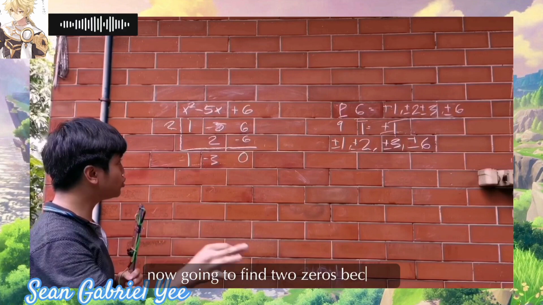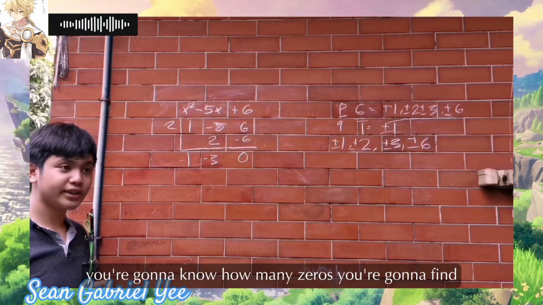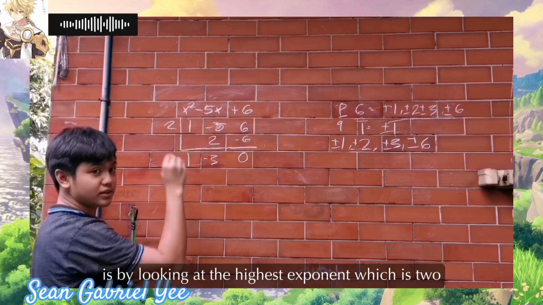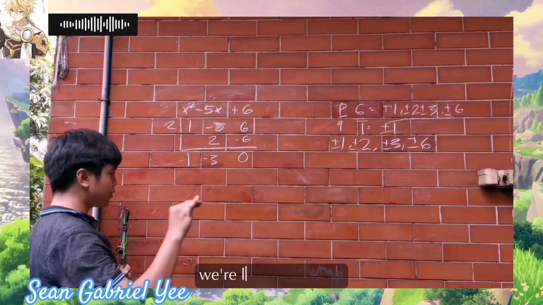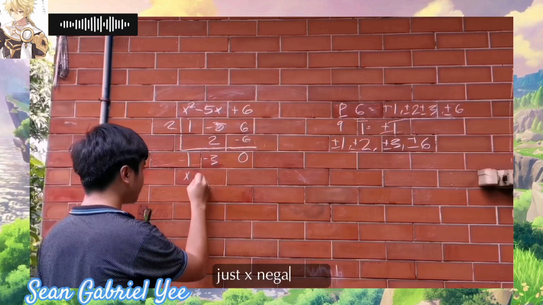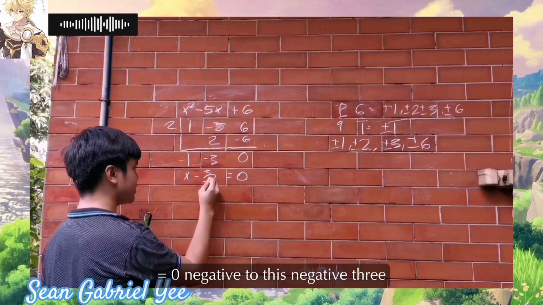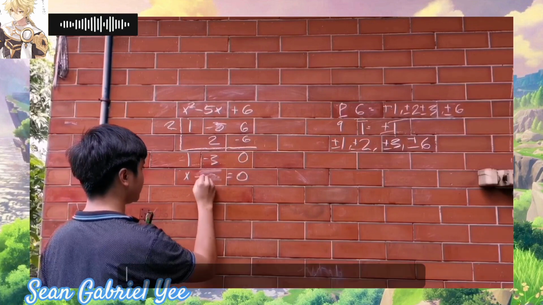Now, we're going to find 2 zeros, because the way you know how many zeros you're going to find is by looking at the highest exponent, which is 2. So we're looking for 2. So we're going to be using factoring. So bring down 1, just x minus 3 equals 0.